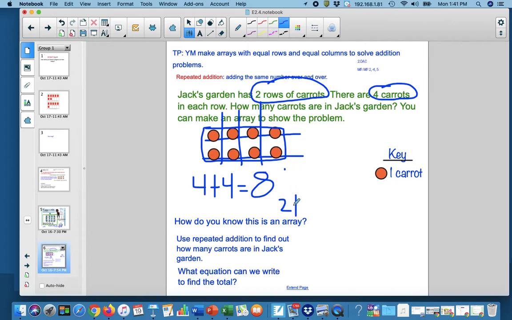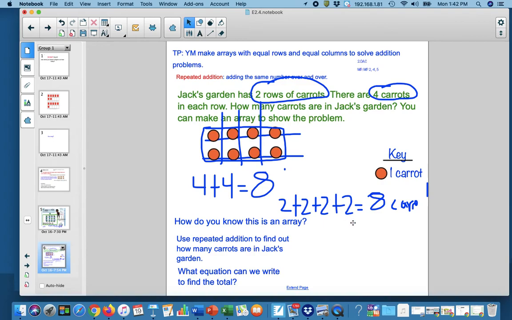2 plus 2 plus 2 plus 2 equals 8. And is it 8 potatoes? No, it's 8 carrots. Remember, we always need the unit. Writing with this is not that easy. Sorry, my pen. I'll tape it. Carrots. That's better. Sorry about that.